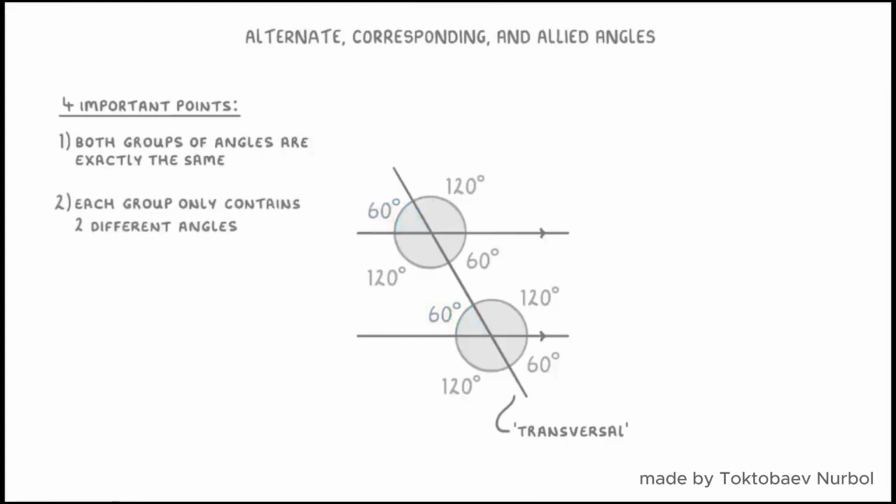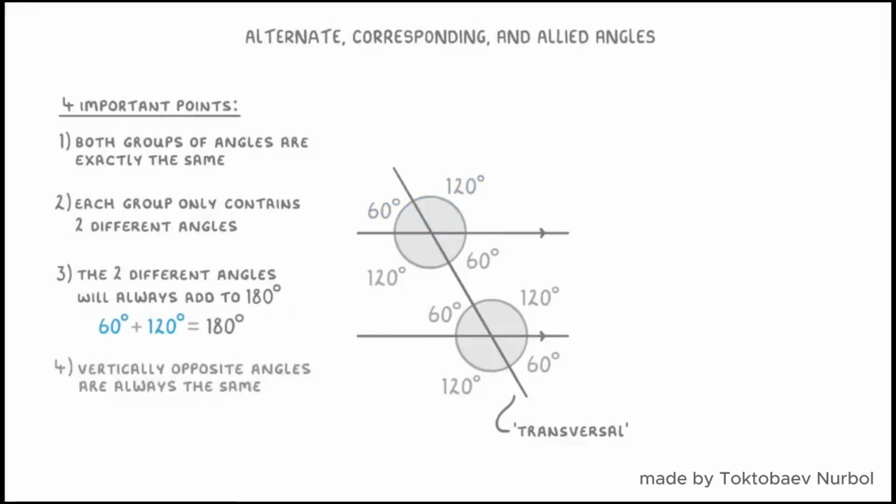The second point is that each group only contains two different angles. In this case, 60 degree angles and 120 degree angles. The third point is that the two different angles will always add up to 180 degrees. For example, here, where our angles are 60 degrees and 120 degrees, these two add up to 180 degrees.